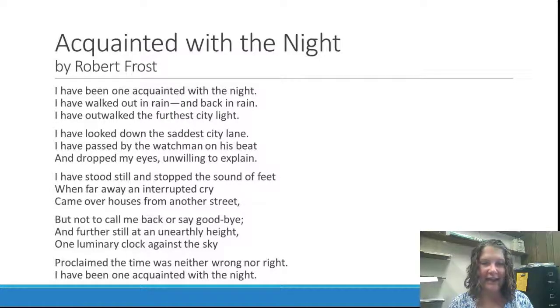And then he ends with the same statement he begins with, which is, "I have been one acquainted with the night." And as a reader, I notice that, again, he's using that same phrase at the end of the poem, which is a point of emphasis. So I know this must be important. And that original question of what does it mean to be acquainted with the night, and what does the night mean, becomes even more important.